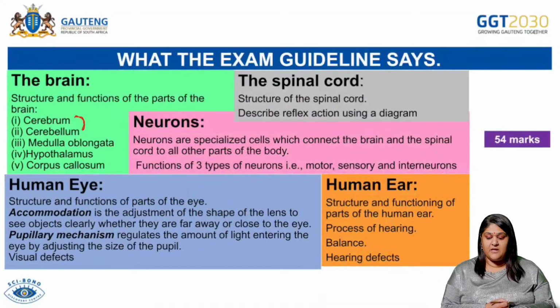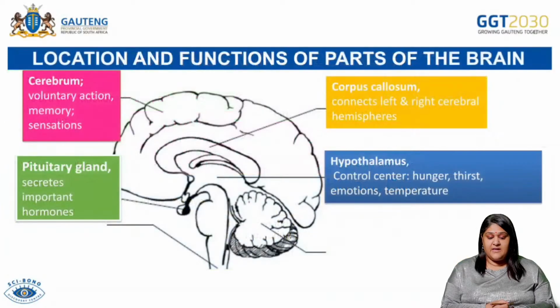And reminding you that it counts 54 marks. Right, this is the brain. Okay, I'm not going to go into teaching you the different parts of the brain. However, if you get a diagram, you must be able to identify the different structures as well as provide the function. But not just that, you also need to understand the functions.